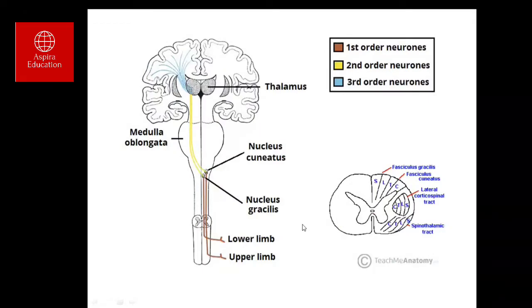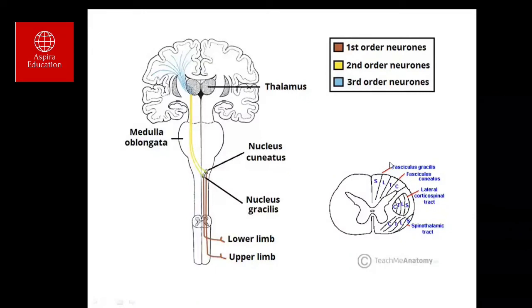Pattern or arrangement of the fibers. We know that sensations are carried to particular segments of the spinal cord. The spinal cord can be divided into four segments. One is called cervical, second is thoracic, third is lumbar, fourth is sacral.